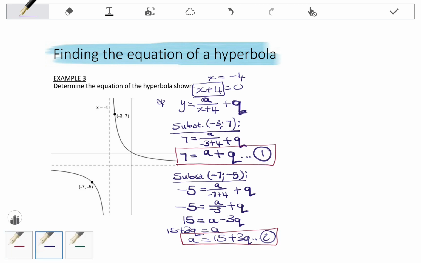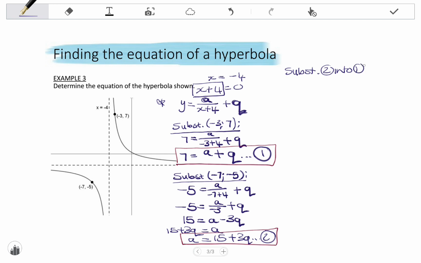Now, I need to solve for a and q, so what I'm going to do is substitute the second equation into the first equation. And I tell my reader what I'm going to do. Substitute 2 into 1, okay? So, wherever there is an a, I'm going to substitute 15 plus 3q. So I have 7 equals a, which is now 15 plus 3q. And then I still add the q. That gives me an equation with only one variable, which I can solve for.